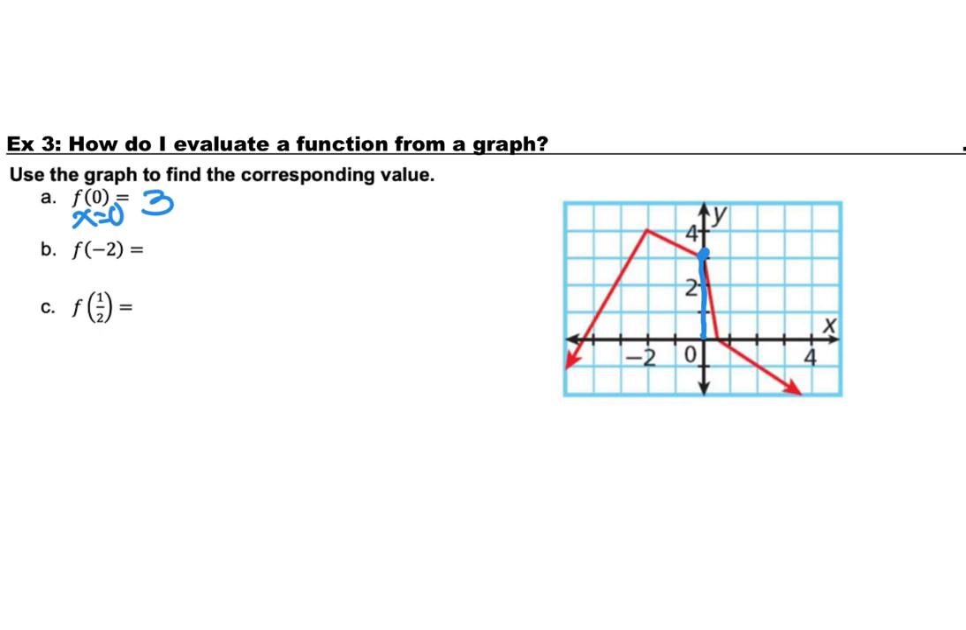I have f of negative 2. What that means is that when my x value is equal to negative 2, I'm just going to follow it over here. Here's negative 2. I'm going to follow it up, and my y value is equal to 4. For f of 1/2, I'm going to walk over to the 1/2 and notice how it's not going up any. So that's going to be equal to 0.